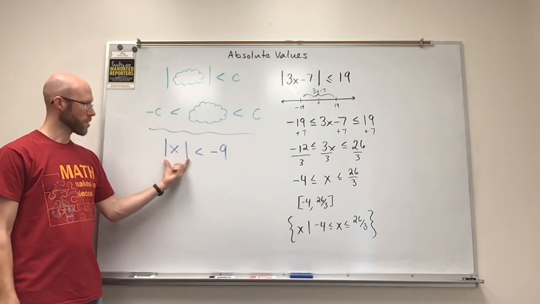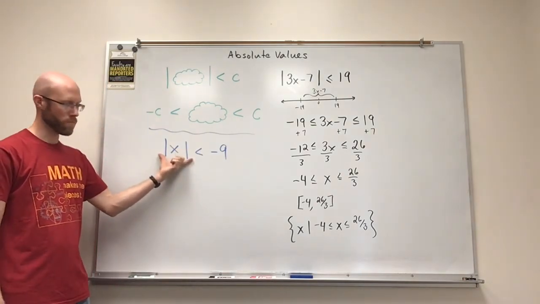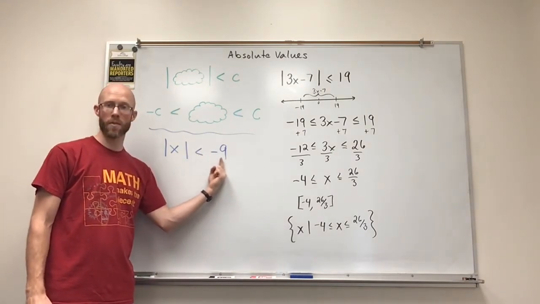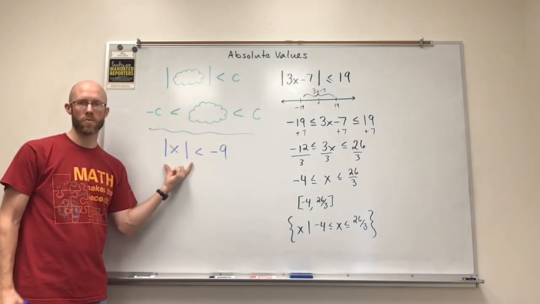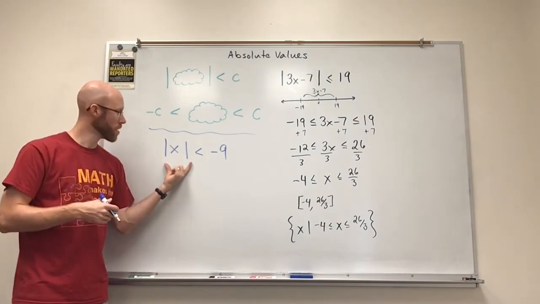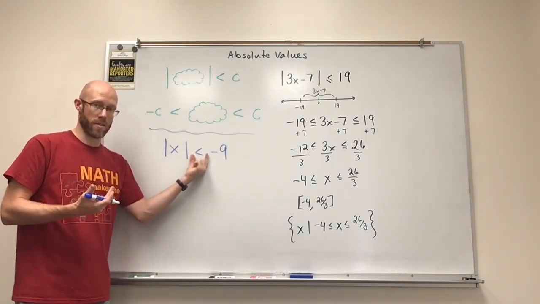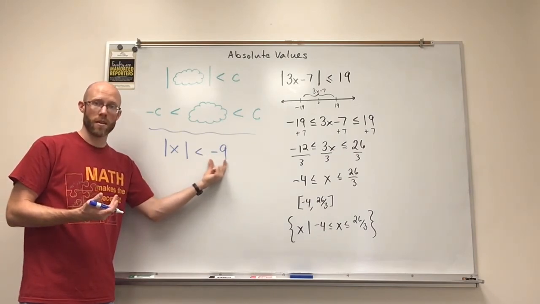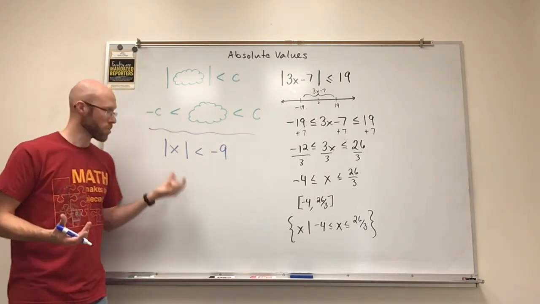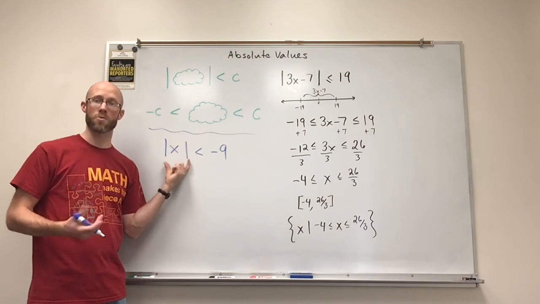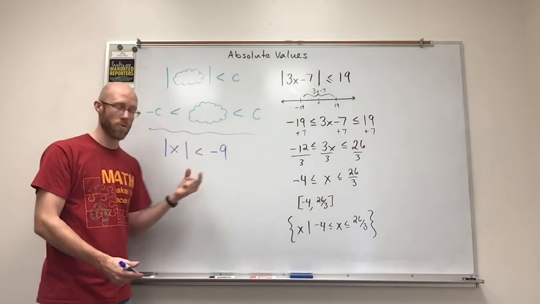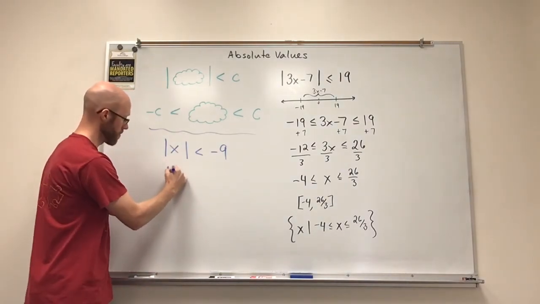Well, here, I'm trying to figure out what numbers I could plug in to the absolute value to get out a number less than negative 9. Well, all of these absolute values, no matter what I plug in, we're going to have positives or 0 as the outputs. Are positive numbers ever less than negative 9? No. Is 0 ever less than negative 9? No. There are no numbers whose absolute value is less than negative 9 because the absolute values are always positive or 0, which are greater than negative 9. And so in this situation, there is no solution.